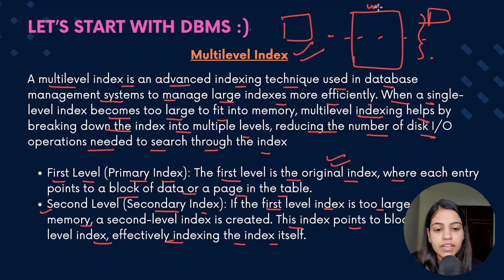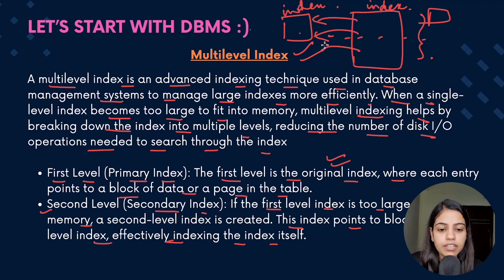So consider that this is my index table. There will be one more level of indexing. This particular index table will have some of the entries of the first index table, because here the data is sorted and there is a key attribute also present. So we'll be following a sparse index and some of the entries will be stored here.